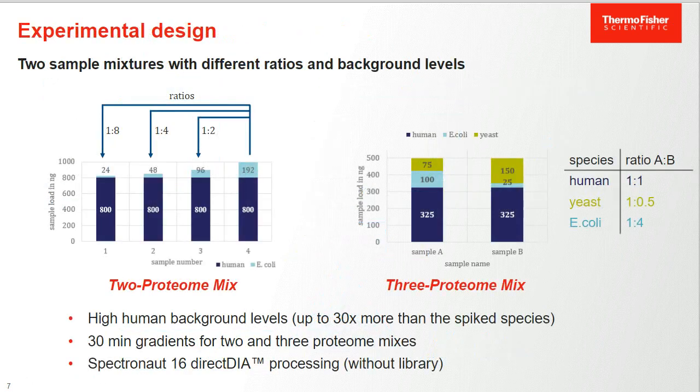Two different sample sets were used for assessing quantitative performance of the workflow. The two-proteome mix contains a high human background of 800 nanogram HeLa peptide digest and low to medium amounts of spiked-in E. coli peptide digest in the ratios of 1:2:4:8. The three-proteome mix contains a medium human background of 325 nanogram HeLa peptide digest and yeast and E. coli peptide digests in the ratios of 1:0.5 and 1:4 respectively. The mixtures have been chosen because they closely mimic biological samples with up and down regulated protein expression.